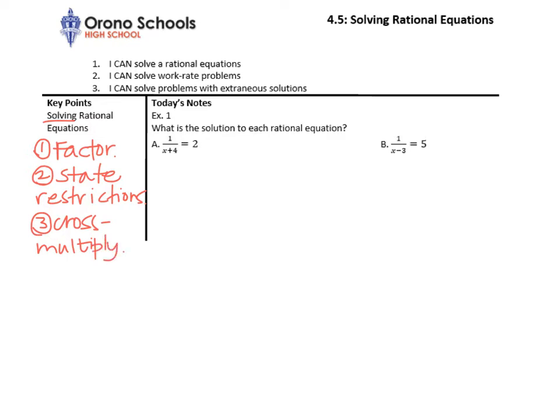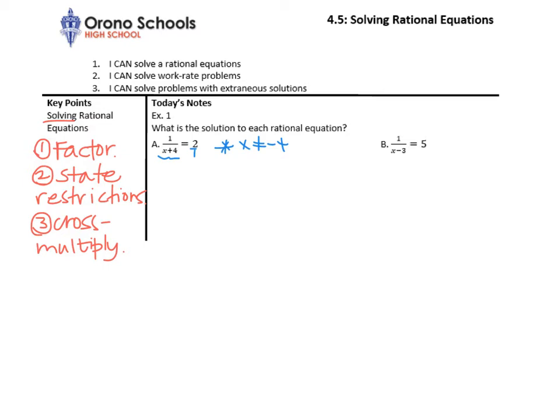For example 1 on the right, example A, what is the solution to the rational equation? We have 1 over x plus 4 is equal to 2. Well, if we have a fraction on the left, let's make 2 a fraction on the right by writing it as 2 over 1. Now to factor, there's nothing to factor in this problem, which is really nice. So we'll just state our restrictions. In the denominator on the left, we have x plus 4. What that means is x can't equal -4. When we're done solving, we need to make sure that our answer isn't a restriction.